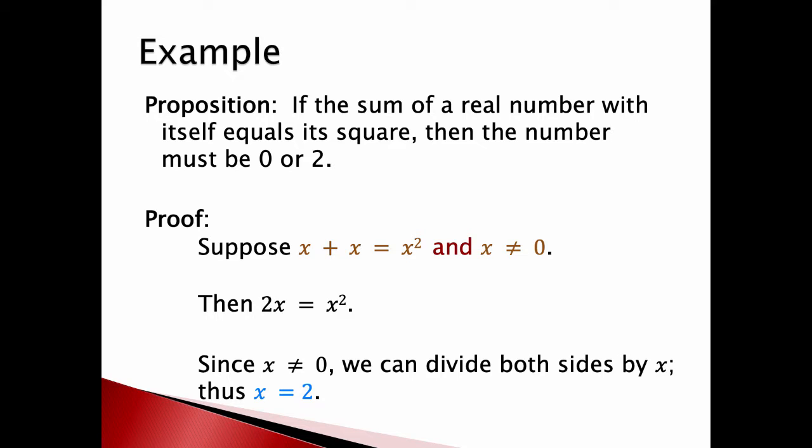Now I could have done it the other way around. I could have assumed that 2x equals x squared and that x wasn't 2. The arithmetic gets a little trickier, but the algebra works out the same way, and you can show that x is 0.